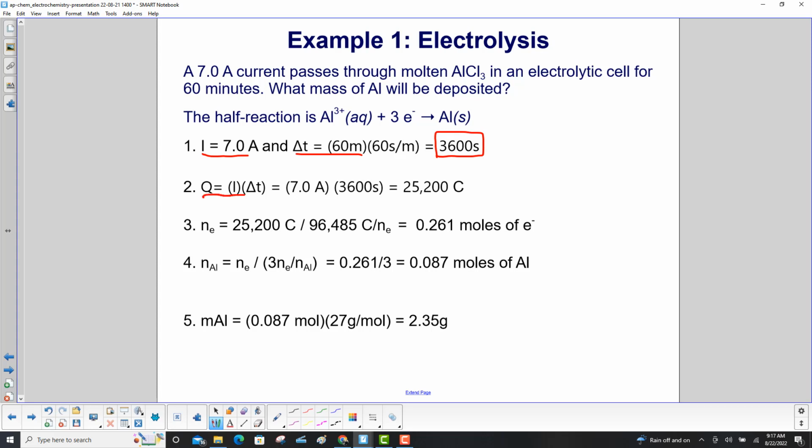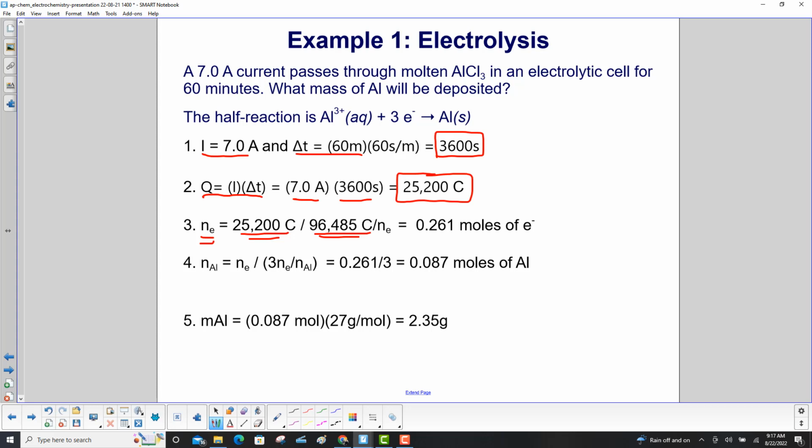We use our charge formula, and that's 7 amps times the time, and 25,200 coulombs have passed. Now we go to the next step to find how many moles of electrons. We have our coulombs here, we have our Faraday constant, and we get 0.261 moles of electrons.